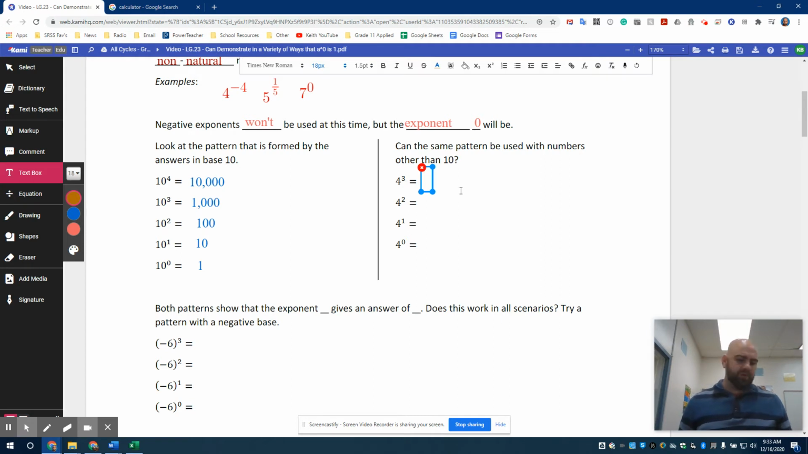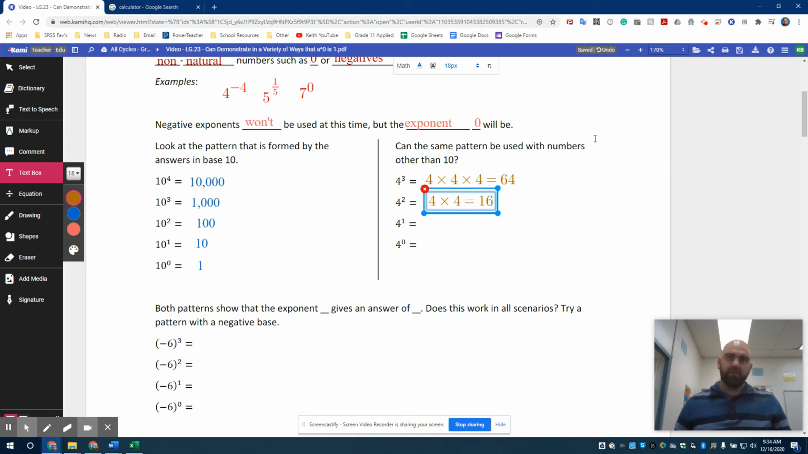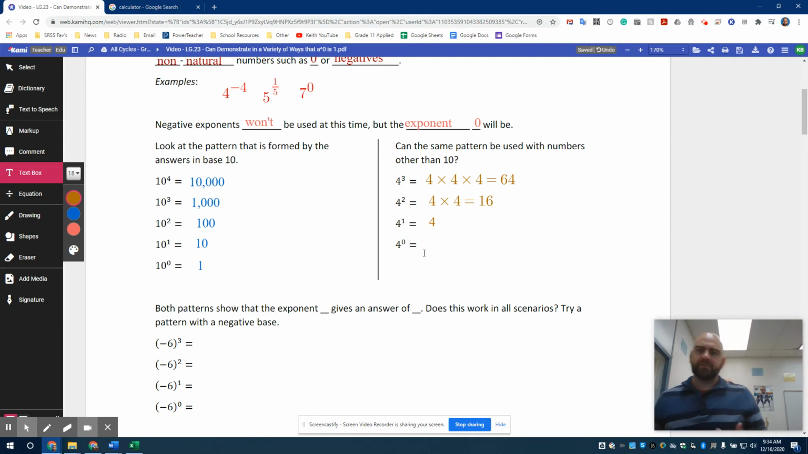different. 4 to the power of 3, as I mentioned, is 4 times 4 times 4, and this equals 64. Okay, so 4 times 4 times 4, which is 64. 4 to the power of 2, 4 times 4 is equal to 16. 4 to the power of 1 is just 4. And so what is 4 to the power of 0?